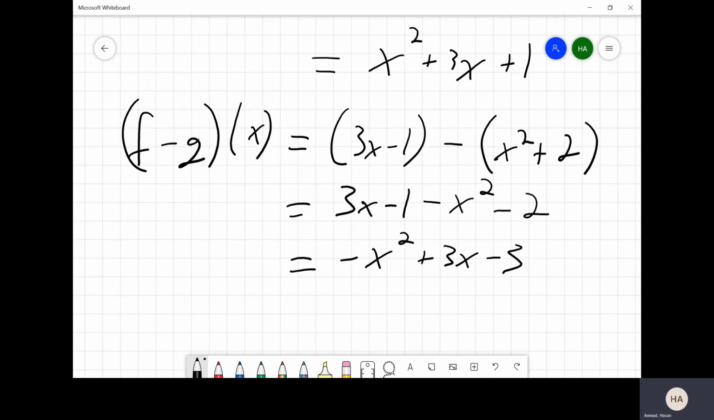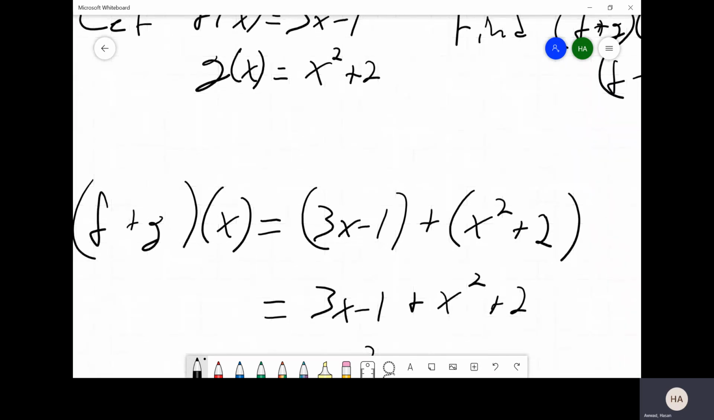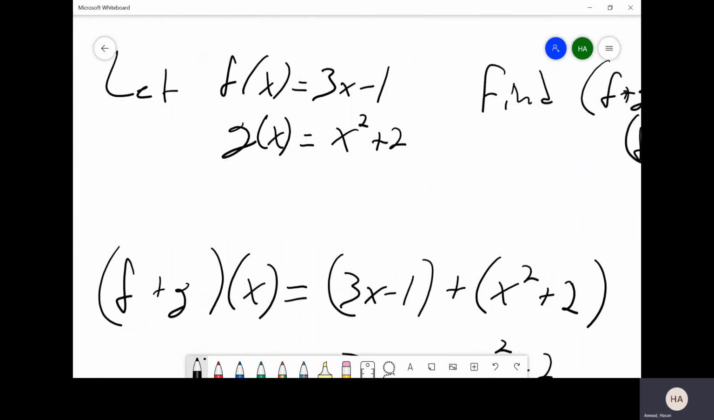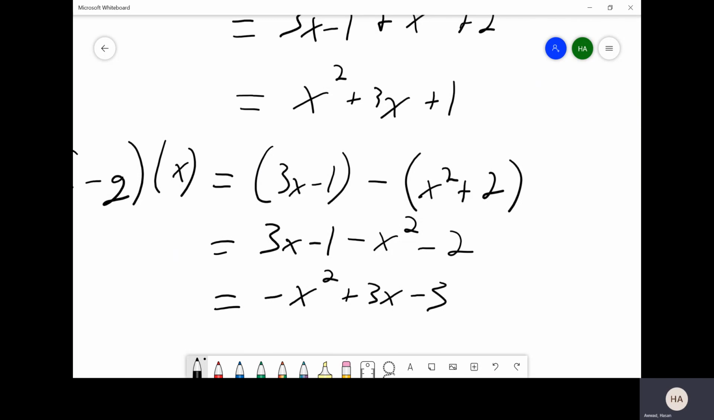Okay, so we've seen here f minus g of x, all you're doing is taking f of x, which is defined by 3x minus 1, and g of x, which is defined by x squared plus 2, and you're taking the g of x and subtracting it from f of x. And that's all it is.